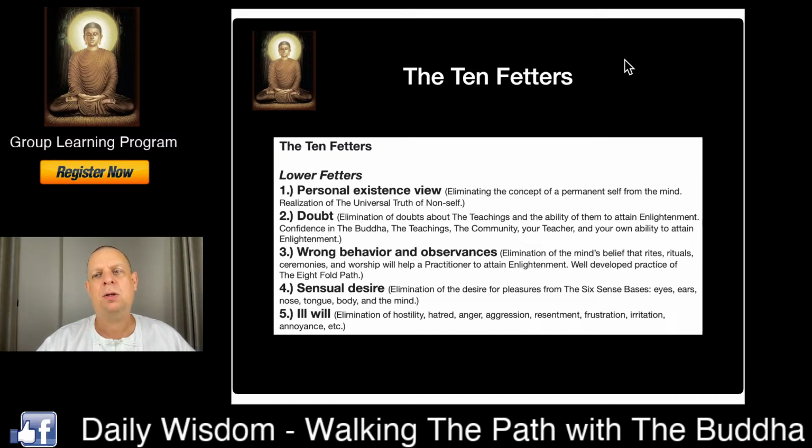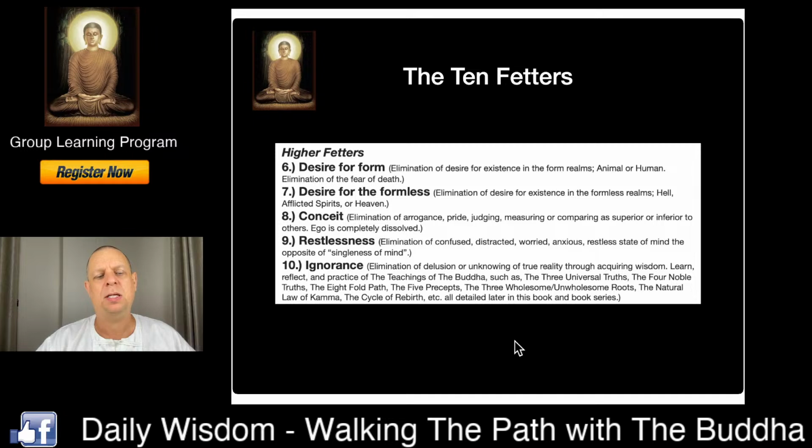Okay, I'm not seeing any other questions anywhere. So I'm going to move into the higher fetters and talk about these. These won't take as long to discuss because, in my opinion, they're actually a lot more straightforward, where personal existence view is sometimes a bit challenging for people to understand when they first get introduced to it. And if that's the case, no worries, because you're going to have plenty of time to learn this throughout our group learning program. But here, I'll talk about number 6 and 7 together because they're very similar. This is desire for form and desire for formless.